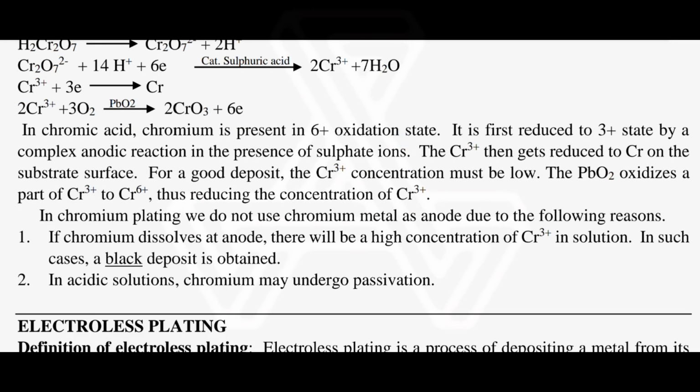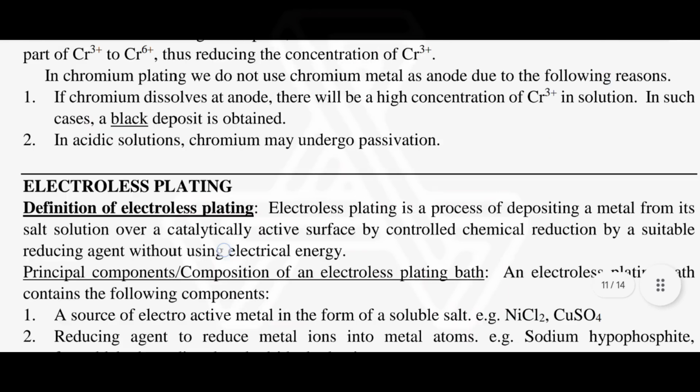In chromium plating, we do not use chromium metal as anode for the following reasons. If chromium dissolves at the anode, there will be a high concentration of Cr3+ in solution. In such cases, a black deposit is obtained. In acidic solutions, chromium may also undergo passivation.